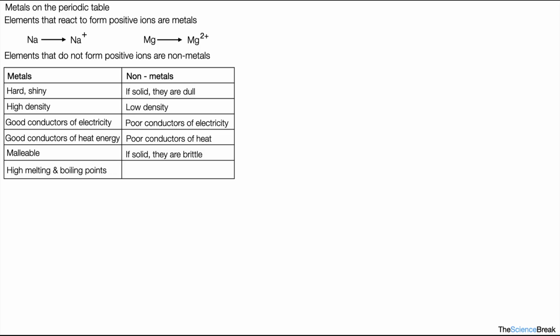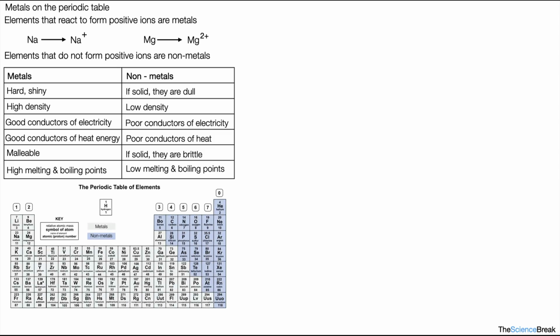Metals have high melting and boiling points, and non-metals have low melting and boiling points. We've looked at this before, but just to separate out the metals and the non-metals, these are separated like so on the periodic table.